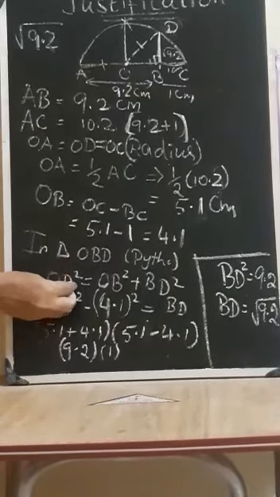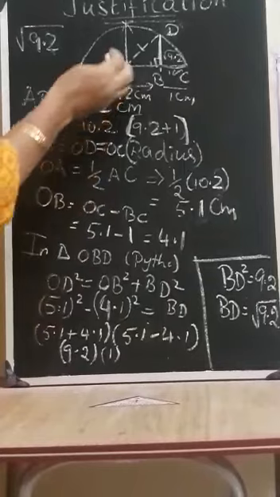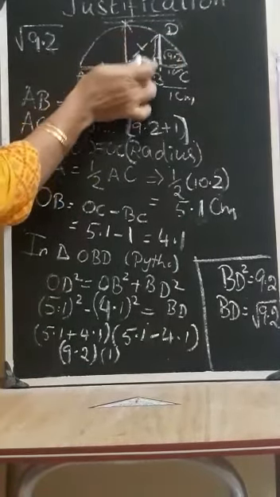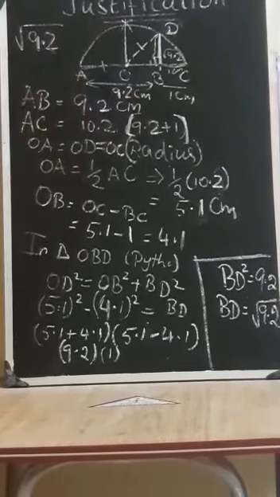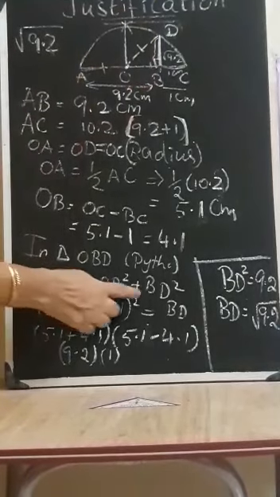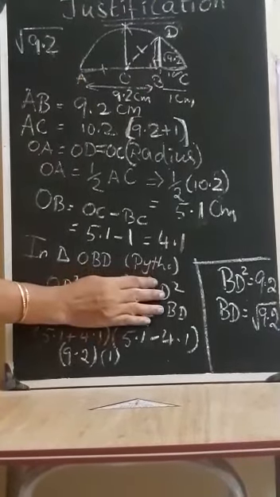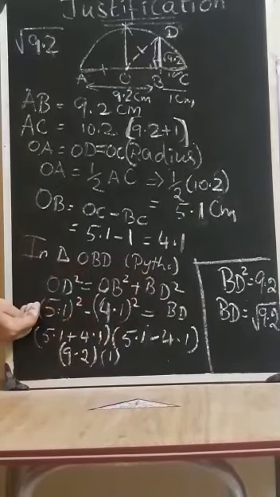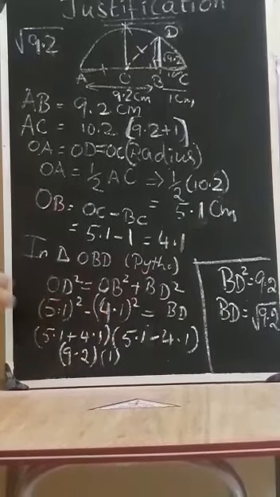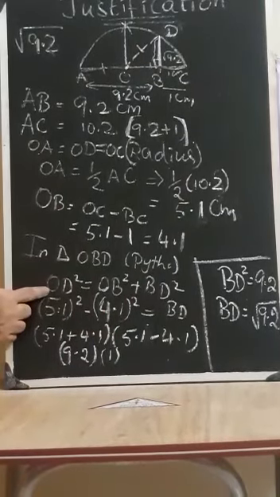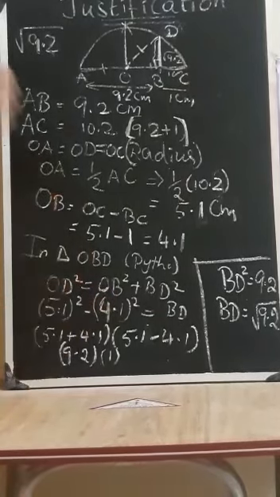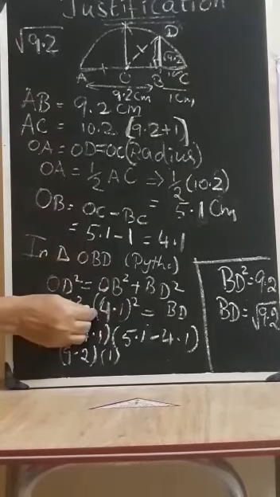See, OD squared. Okay, I have explained this line, that BD is equal to root 9.2 value, right? So we need to find out BD squared. See, here BD squared. So keep the BD squared here. Move OB squared to the left hand side. See, already we found OD 5.1, OB 4.1. If I move this side, it will become minus.